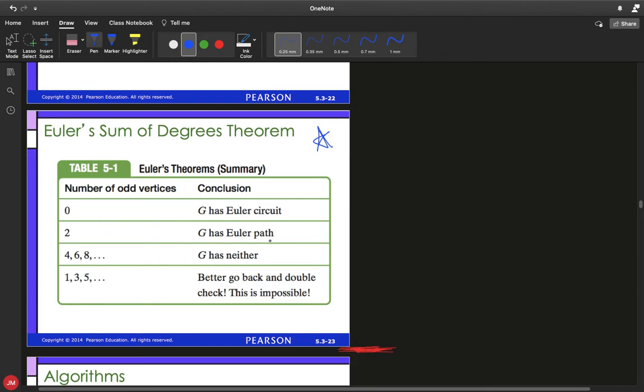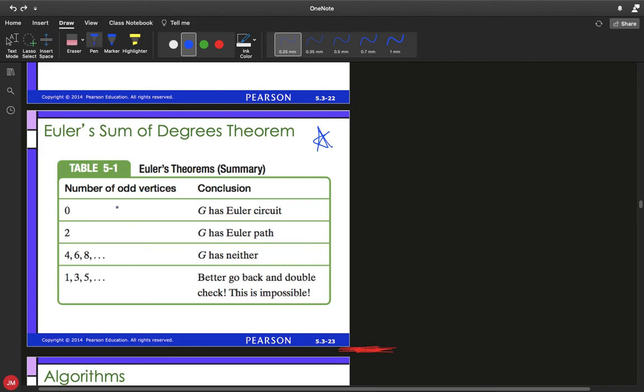We can at least still have an Euler path. If it has more than 2 odd vertices, so 4 or 6 or 8, then we talked about that the graph has neither a circuit nor a path. And if you somehow come up with 1 or 3 or 5, you better go back and double check your counting. It's impossible. That's what his theorem said for the sum of the degrees, that there has to be an even number of odd vertices.